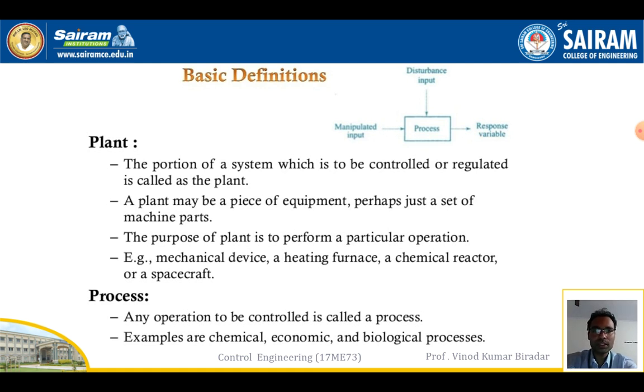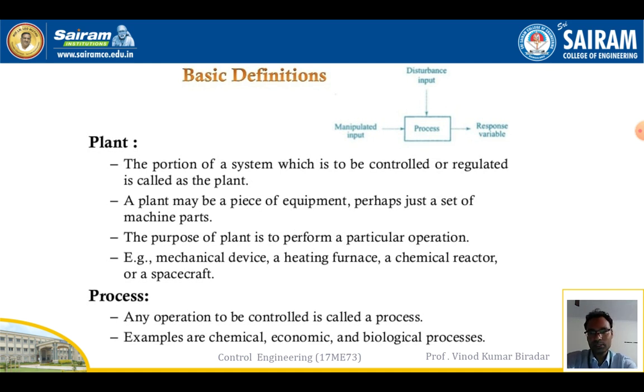First of all, the plant. Look at the diagram also. The plant is the portion of a system which is to be controlled or regulated. A plant is a big area in which we can control the whole, or operate the system. Another definition: a plant may be a piece of equipment, perhaps just a set of machine parts. The purpose of a plant is to perform a particular operation to give the desired output. For example, mechanical devices, heating furnaces, chemical reactors or spacecraft. So that is about the plant.